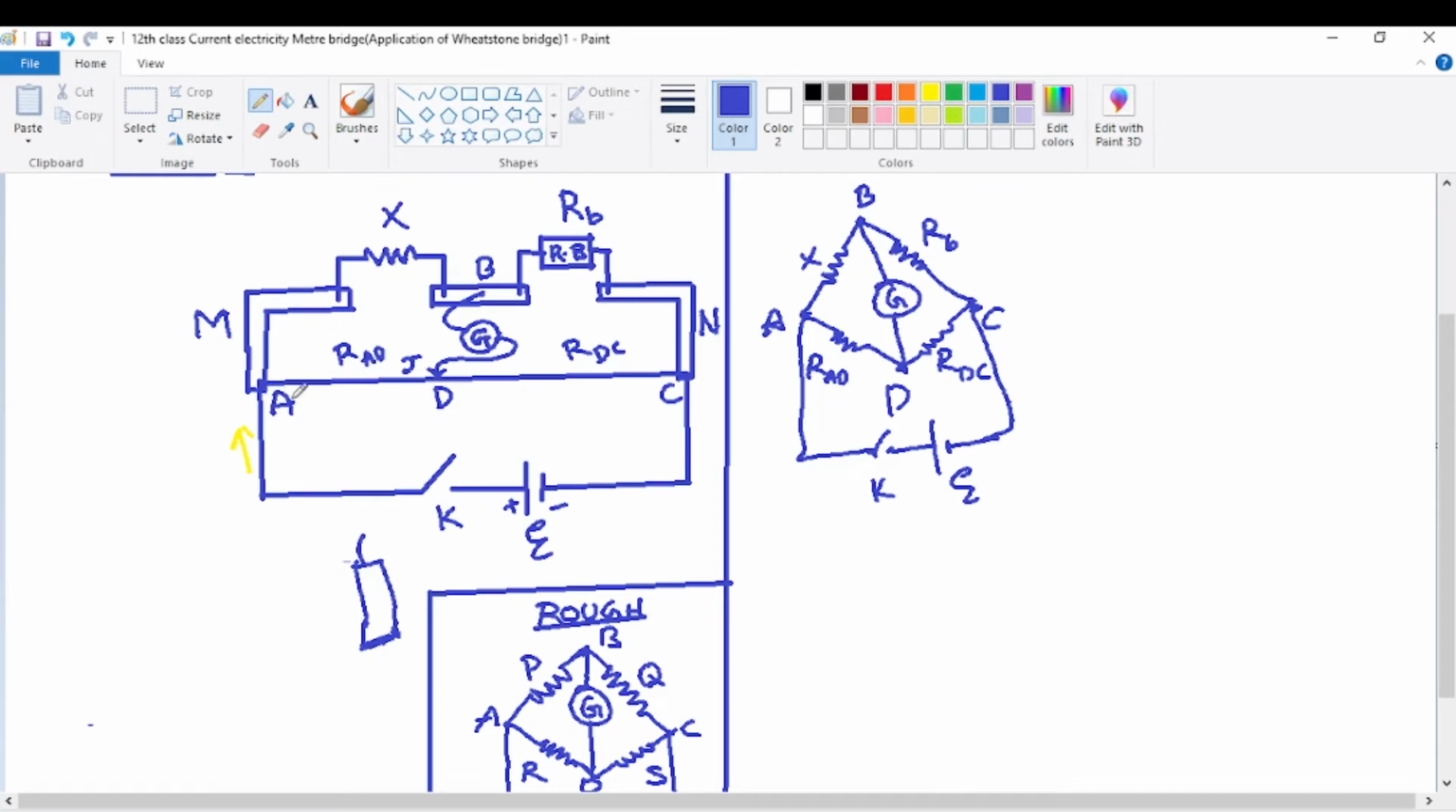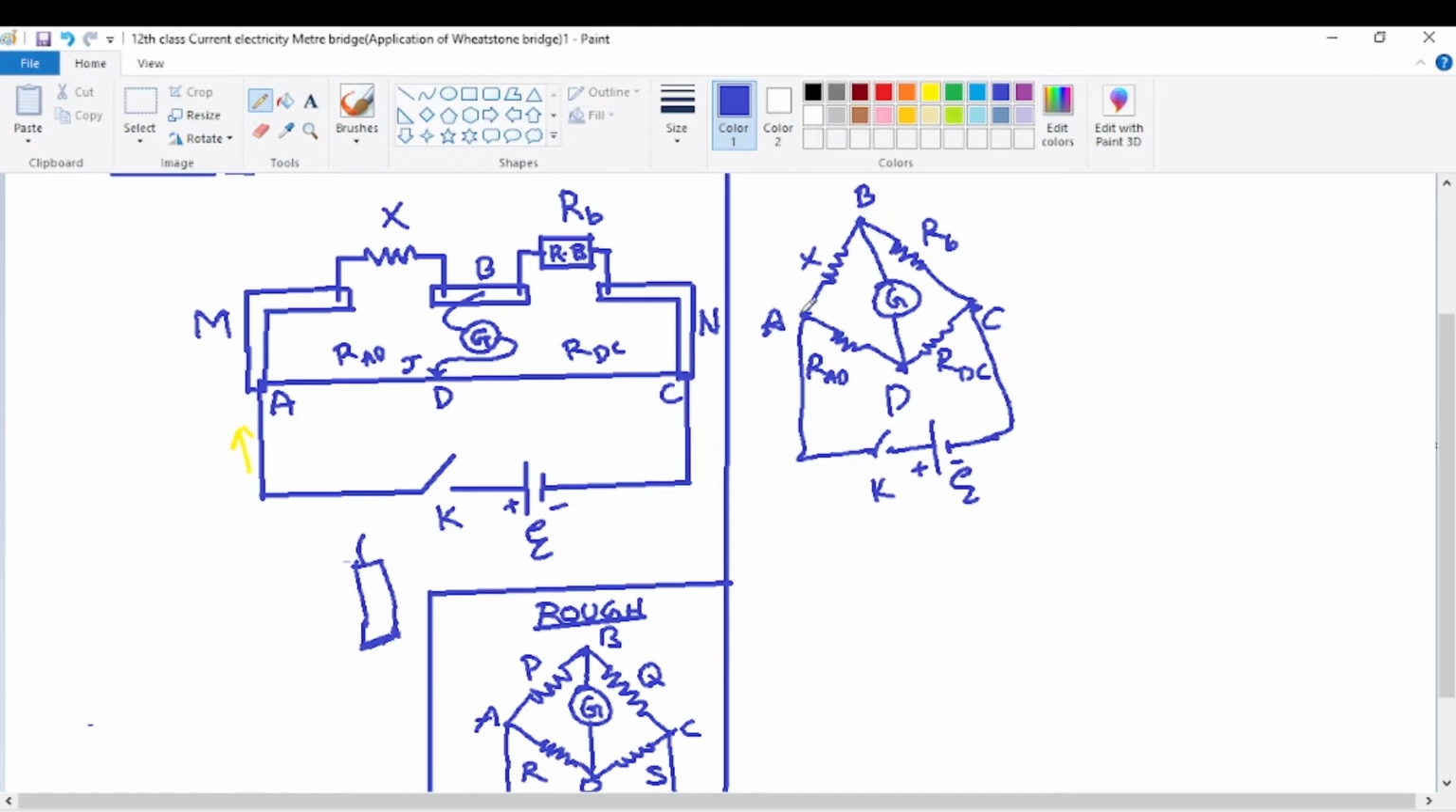Now the left hand A of the Wheatstone bridge, because it's directly connected to the positive terminal of the battery, will be at higher potential, and the right hand C is directly connected to the negative terminal of the battery. So it will be at negative or lower potential.